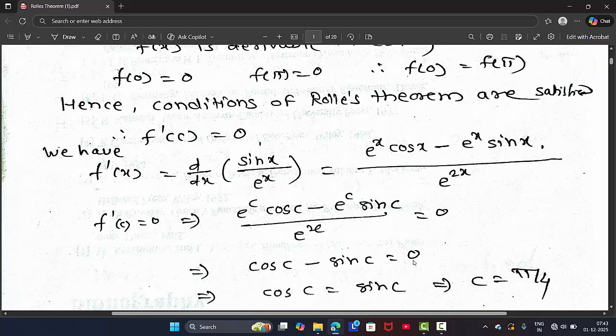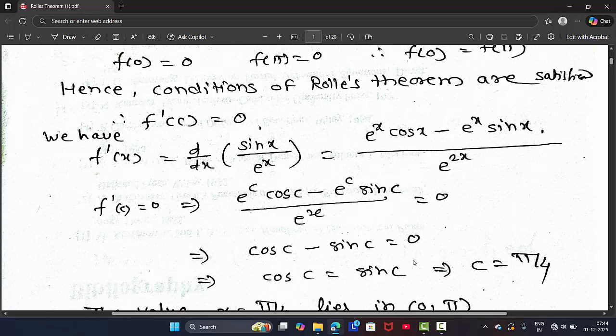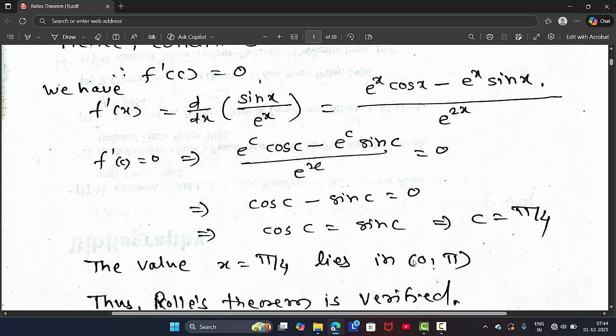The values of cos and sin are the same at the point c equals pi by 4. Therefore, f'(c) equals 0 implies that c is equal to pi by 4, that is, x equals pi by 4. This value lies in the interval (0, pi). And hence, Rolle's theorem is verified.